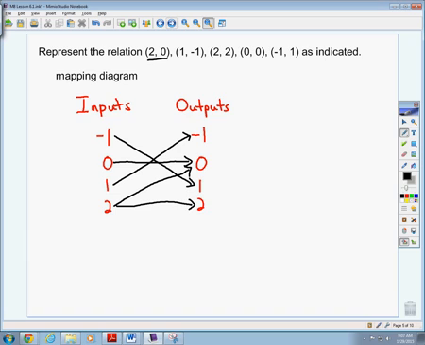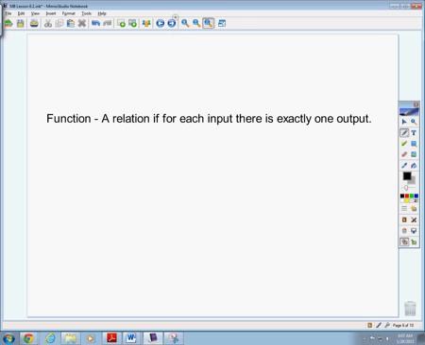And the reason we have these different ways of representing relations is because they help us determine if a relation is a function. So you're going to have to flip back in your notes and write down what a function is. A function is a relation if for each input there is exactly one output. So some of the relations we've been working with just in this lesson are functions. Some of them aren't. And it's okay if it's not a function. There's nothing wrong with the relation. It's just not a function.